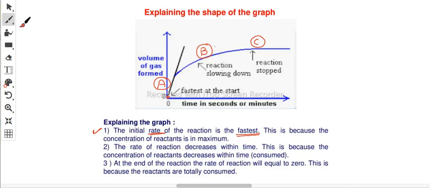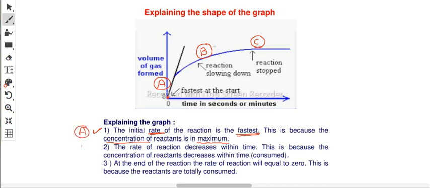When we want to explain why, this is because the concentration of reactants is at maximum. So at the beginning of the reaction, when you add the reactants together, of course, the concentration of reactants is at max. So we have the highest frequency of collisions. We will talk about the collision theory later. So this will definitely cause the fastest rate of reaction. So this is for stage A.